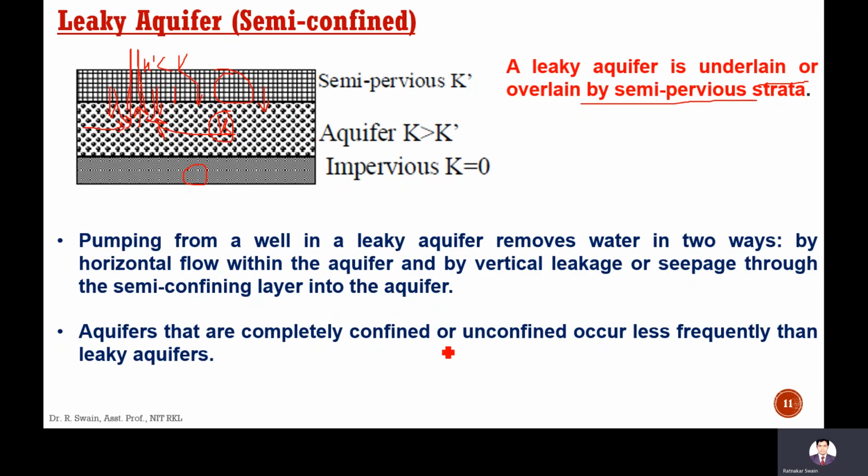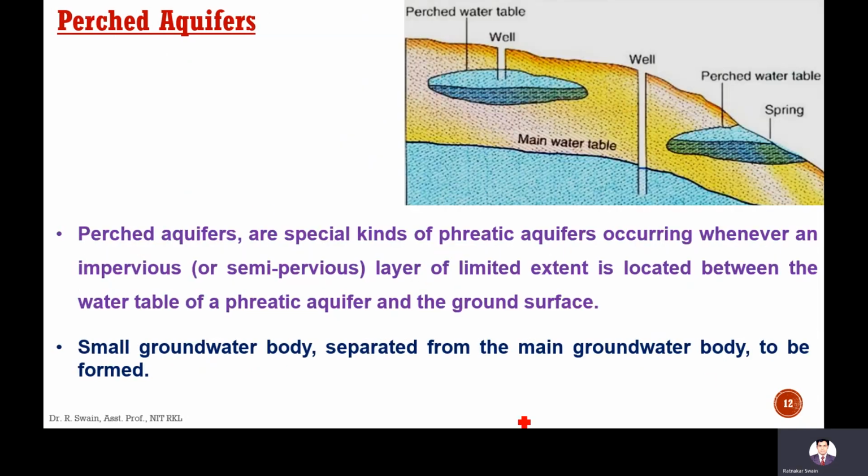Aquifers that are completely confined or unconfined occur less frequently than leaky aquifers. Fully confined or fully unconfined aquifers occur less frequently, but this semi-confined type is common. Next is perched aquifers.